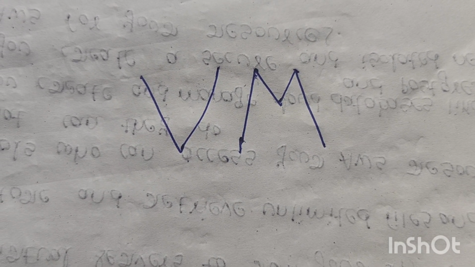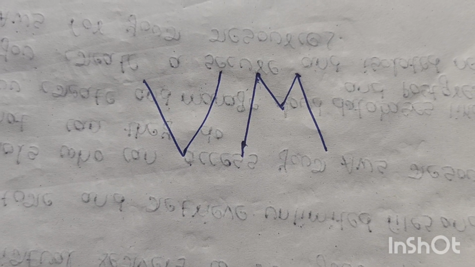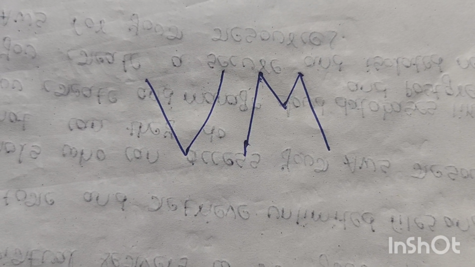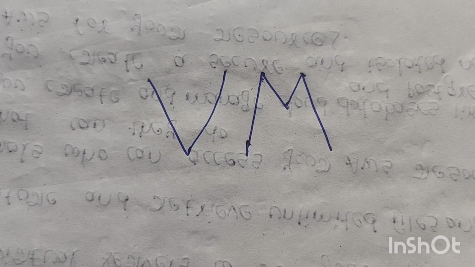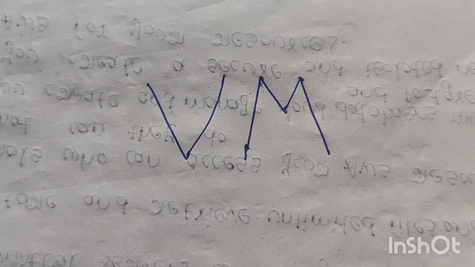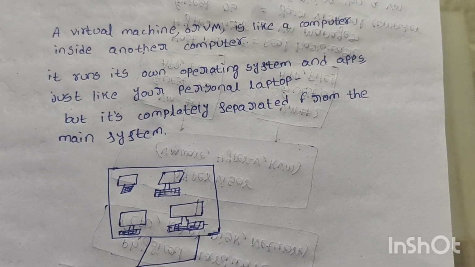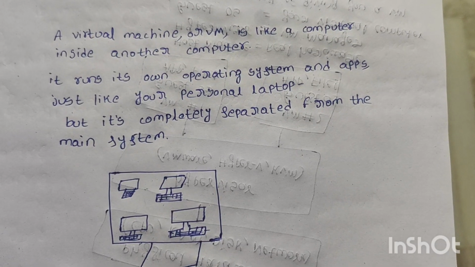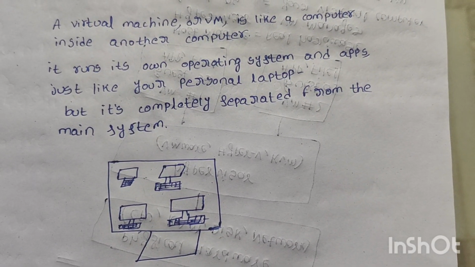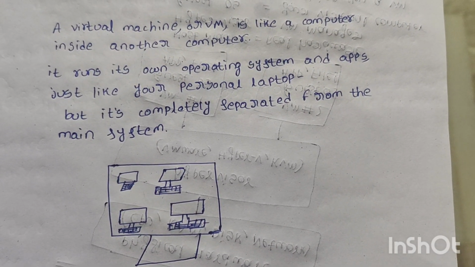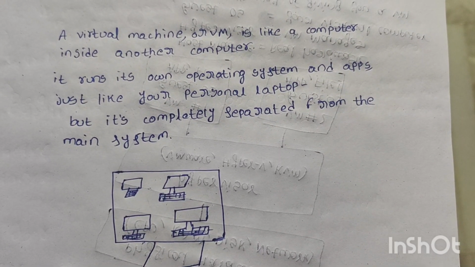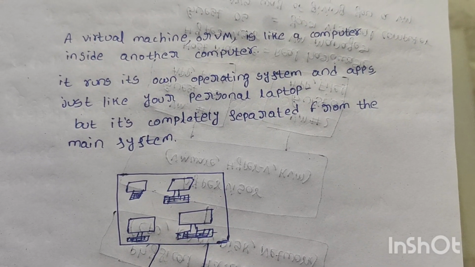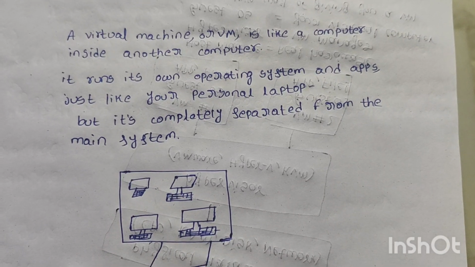Before going to launch a virtual machine in AWS using EC2, we need to understand one simple thing. What is a virtual machine? Let me explain it in the simplest way possible. A virtual machine is like a computer inside another computer. It runs its own operating system and apps, just like your personal laptop. And it is very much separated from the main system. It is not dependent on the main system.